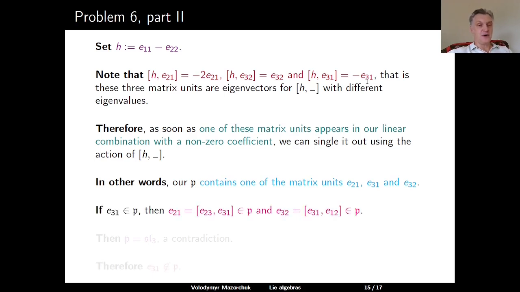If P contains E31, then we can take the Lie bracket of E31 with E23, and this gives us E21. So E21 should be in P. If P contains E31, we can also take the Lie bracket with E12, and we get E32. So this is also in P. And then P is the whole of SL3 because it contains B and the three additional basis elements. That's a contradiction to our assumption that P is different from SL3. So P cannot contain E31.